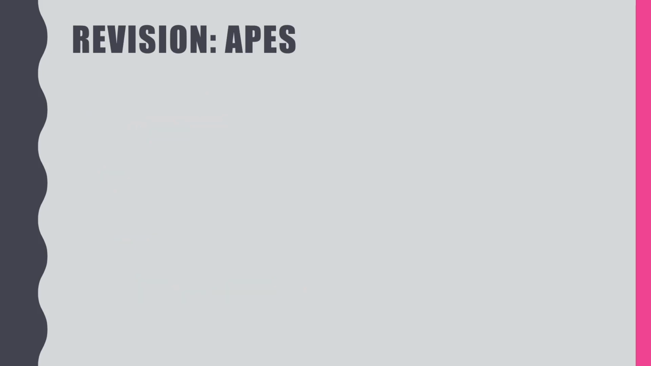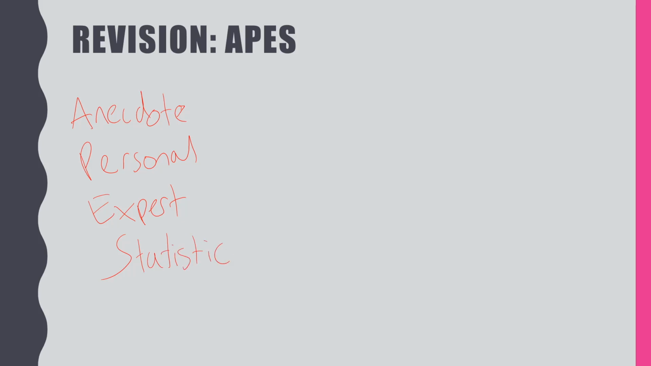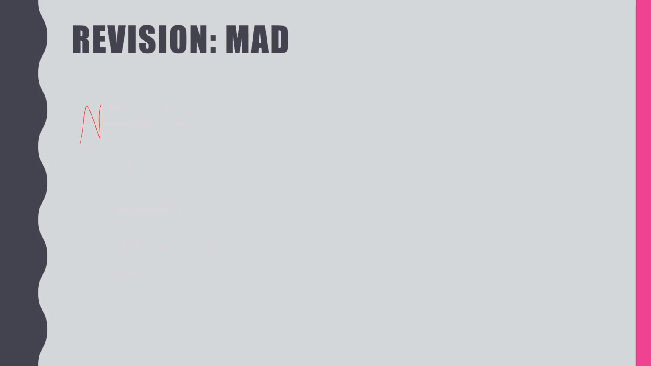Okay. Next, APES. What does APES stand for? Pause the video, see if you know. All right, A stands for anecdote. P stands for personal. E stands for expert. And S stands for statistic. Okie dokie. Next one, MAD. What does MAD stand for? Pause the video. M-A-D. What does it stand for? All right, yeah, it stands for mention and destroy.